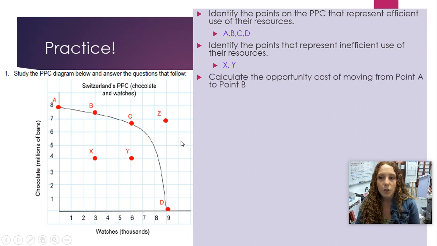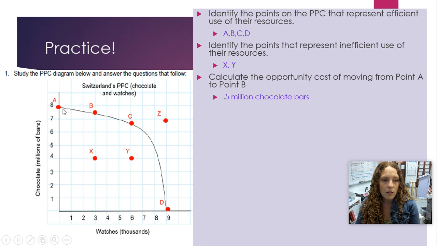Now, calculate the opportunity cost of moving from point A to point B. This one does have numbers, and it's not real exact, so we're going to be doing some approximations. At point A, we are producing about 8 million bars of chocolate and no watches. If we move to point B, we're at about 7.5 million bars of chocolate and 3 watches. So in order to produce more watches, I had to go from 8 million bars of chocolate to about 7.5. So I'm going to say about 500,000 bars of chocolate.